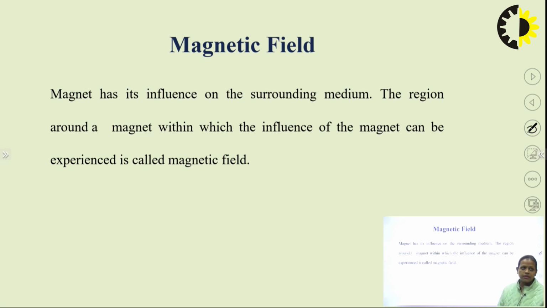So, what is magnetic field? Basically, a magnet has its influence on the surrounding medium, and the region around the magnet within which the influence of the magnet can be experienced is called magnetic field.